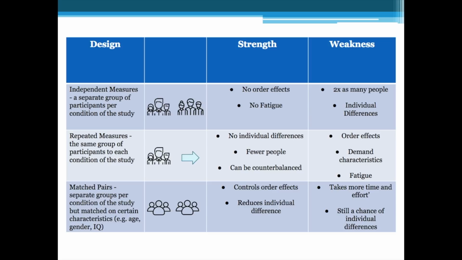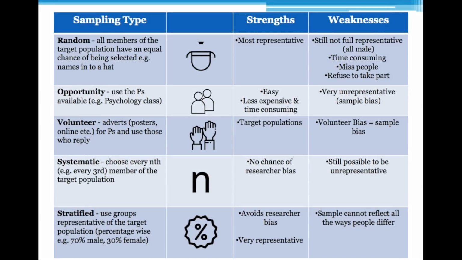So it's all a bit of a balancing act. Next, we've got sampling. This is how participants are recruited into your study. 5 different types you need to be aware of. Random. This is where all members of the target population have an equal chance of being selected. Key here is that you obviously need to get all the names of people in your target population.